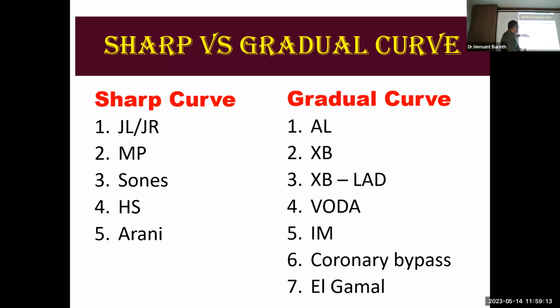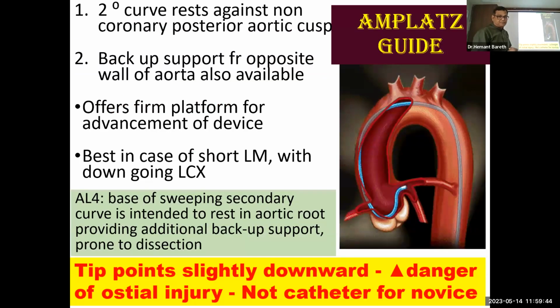If this curve instead is gradual and movable, as happens in AL, XB, BODA, EBU, all these kinds of catheters, then suppose the curve was initially 90 degrees, you are putting a device, this will open up and become less than 90 degrees and the device will go in easily. So that is the importance of having the correct curve, especially when you want to do a complex procedure.